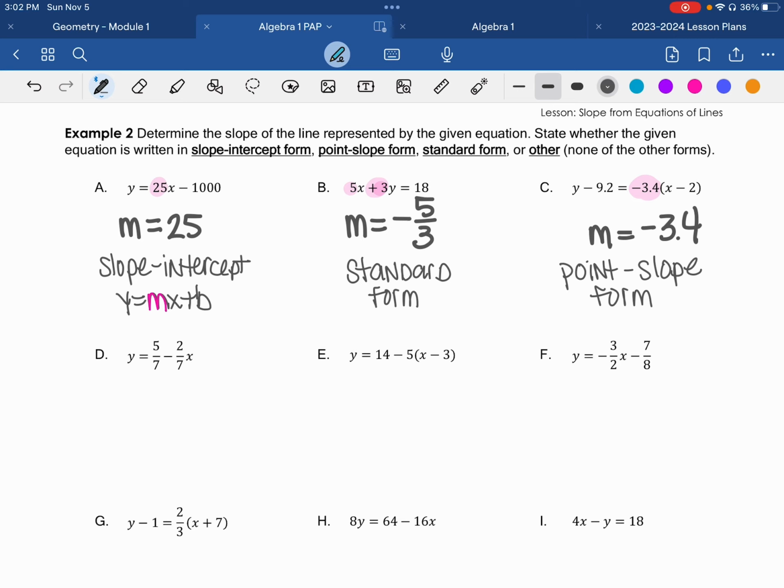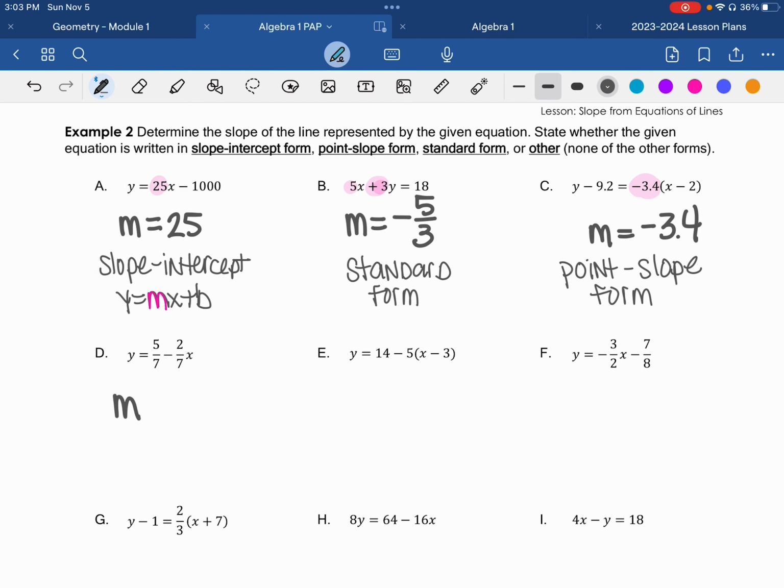Let's do one more together, and then I'll quickly go over the slope and state what form it's in, but we did E, F, G, H, and I independently in class. I will go over the slope and the form that they're in, but I'm going to go pretty fast over those. I do believe for this one, the slope is going to be negative 2/7.